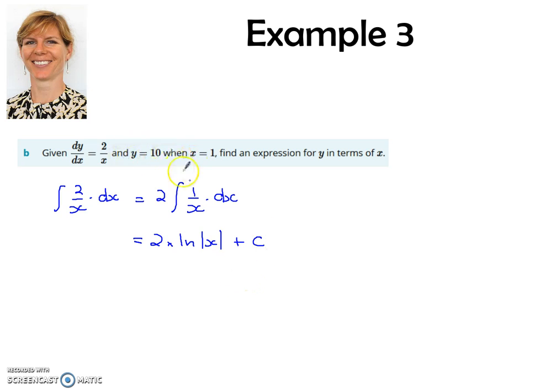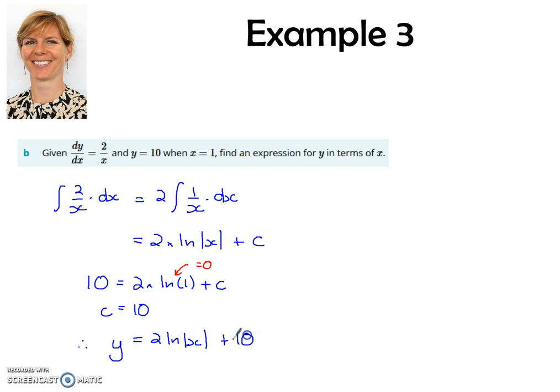Okay, and now what we want to do is solve. So we know that when x is 1, the value of y is 10, so you can say 10 is 2 times ln 1 plus c, and of course ln 1 equals 0. So in order to solve that, you'll then have c equals 10. So therefore, the expression for y in terms of x: y equals 2 ln absolute value x plus 10.